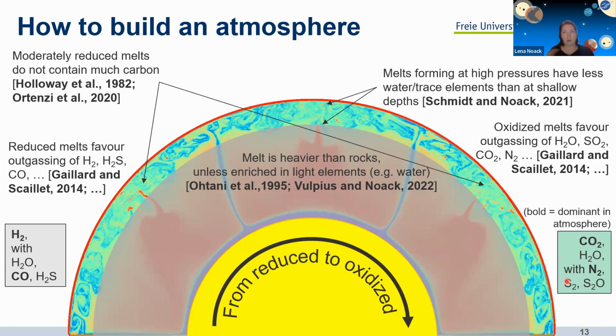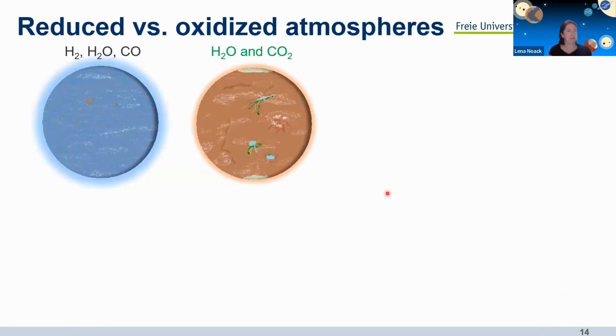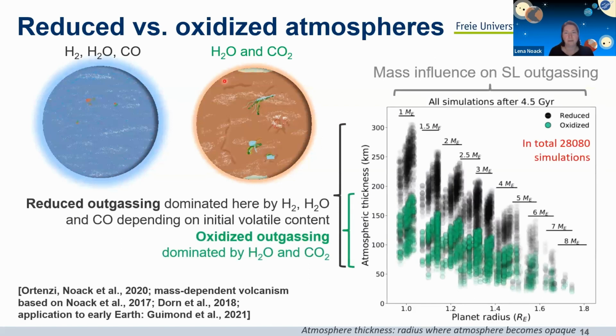So this range of outgassing is something that we would also expect for planets beyond the solar system, for exoplanets. And depending on which of these two sides we are on, we could get very different worlds. Even if the planets have the same mass and the same radius, the atmospheres could be very diverse, going from these reduced atmospheres to these very oxidized atmospheres. And interestingly, depending on if you have such a reduced or rather oxidized atmosphere, this also leads to very different atmospheric thicknesses. It may also be something that is measurable at some point.